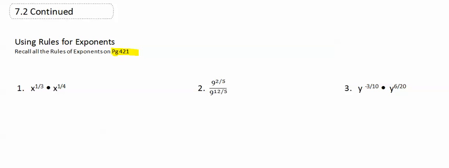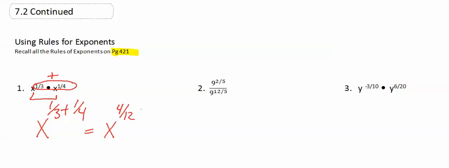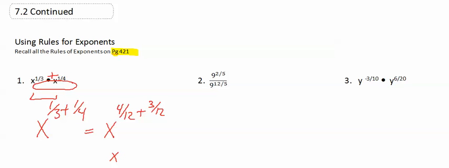If I take a look at number 1, I'm multiplying and I have the same base. So if you recall, what we're going to do is add the exponents. Now I have rational exponents, so it's 1/3 plus 1/4. And if you remember, you need common denominators. The common denominator will be 12, so this will be 4/12 plus 3/12. So I'm going to reduce that. So it's x to the 7/12.